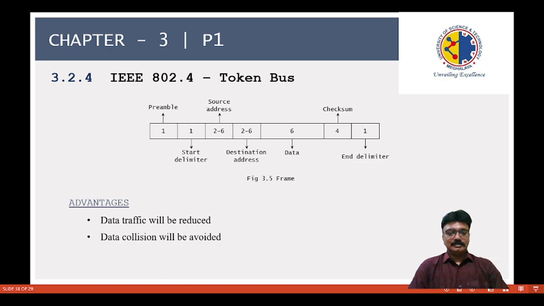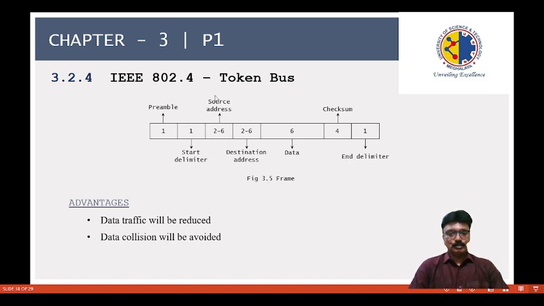So token bus, you can see here a preamble, then start delimiter, then source address, destination address, the data, the checksum, and end delimiter. Everything will be there in this particular moment. So the actual data will consist of all these things. The start delimiter and the end delimiter show where exactly it starts and where exactly it ends.